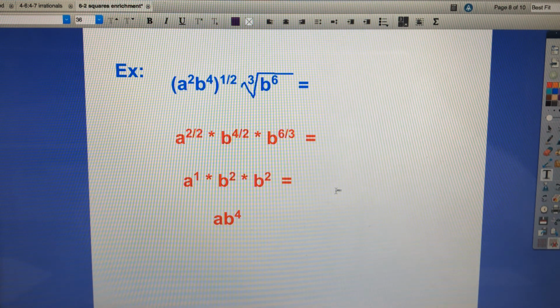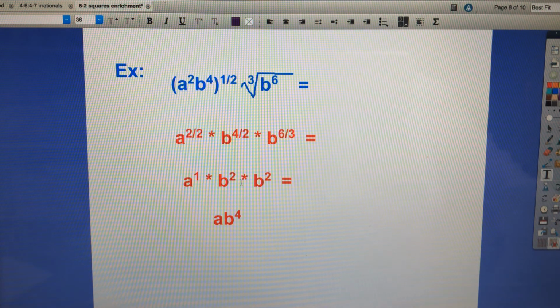Look at it again. I did power to a power, and then I reduced my fraction. Power to a power, reduce my fraction. Take my radical and create the fraction and reduce it. Now use my operations with exponents. Same base, add your exponents, and boom, you're done.